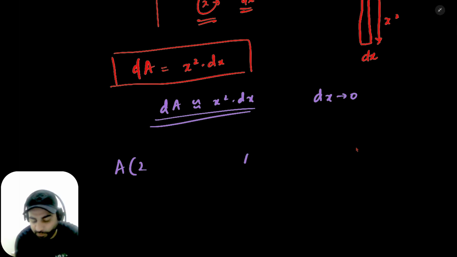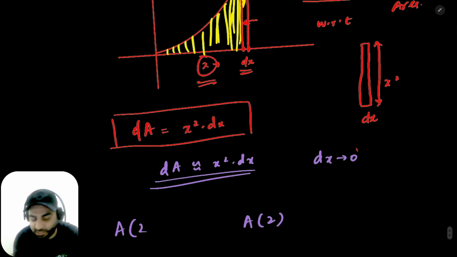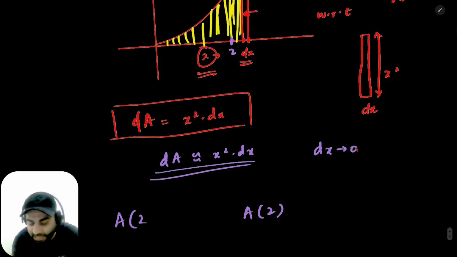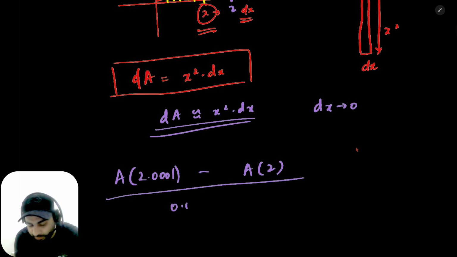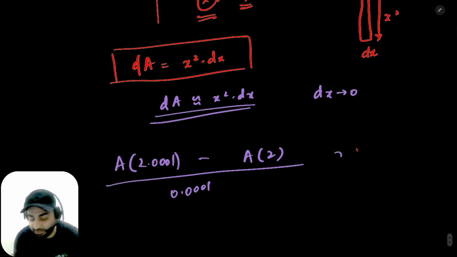Let's suppose initially the x was at 2. Then we'll slightly increase this by 0.0001, and take the area at 2.0001. This is the change in area. So the area at 2.0001 minus the area initially at 2, divided by how much change you made, 0.0001. This is what gives me the rate of change.